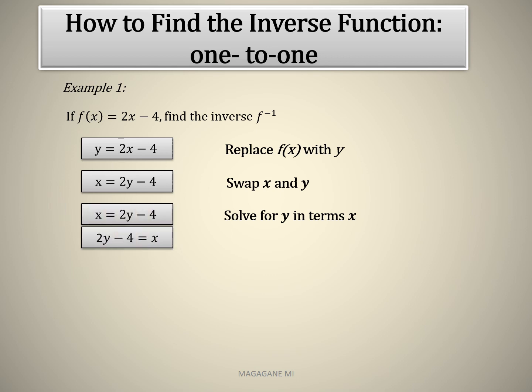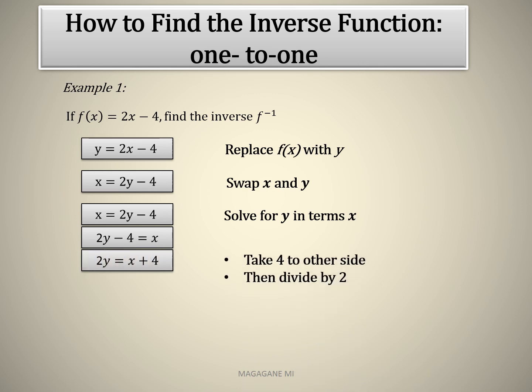Then we solve for y. To solve for y, we can put our y on the right hand side and x on the left hand side. Then we take 4 to the left. So we'll have 2y equals x plus 4. Then we divide by 2. We get y equals x plus 4 over 2. Then from there we replace our y with the inverse of f of x if the inverse is a function.